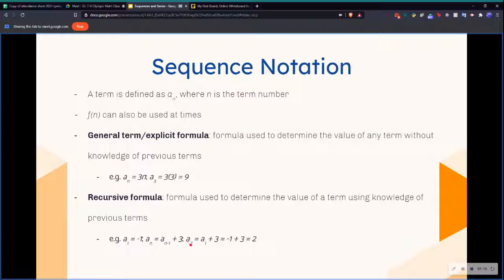Say you want to calculate a of 2. If you use this formula, you would get a of 1, since 2 minus 1 is 1, a1 plus 3. Since you know a1 is equal to -1, you just substitute that in. That's how you get -1 plus 3 is equal to 2. Then say I want to calculate a of 3 and a of 4. A of 3 would be a of 2 plus 3, so you substitute 2 into the formula, and so on and so on. All right. Are there any questions about this?